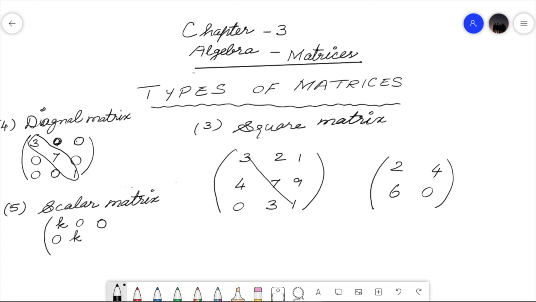Meantime, the diagonal values will be the same. See here, in the diagonal we are having k's, isn't it? So this we call a scalar matrix. In a diagonal matrix, the diagonal can have any values, and in a scalar matrix we have the same value. Here we can write like this also, ma. 3 0 0 0 3 0 0 0 3, right?